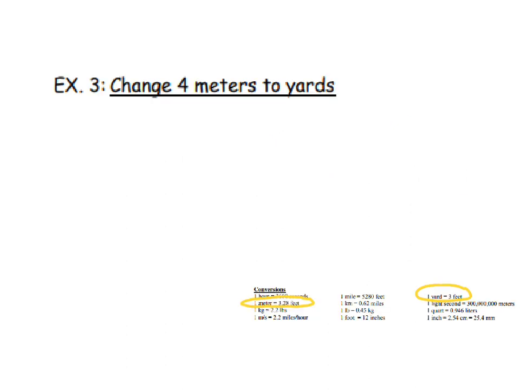All right, so example 3, we have change 4 meters to yards. So we're starting with 4 meters, so that's our first fraction: 4 meters over 1. All right, now we're going to have to multiply. We want to eventually end up with yards. So if we come down and look at our conversion chart, we know that 1 meter is the same as 3.28 feet. So let's just start with that.